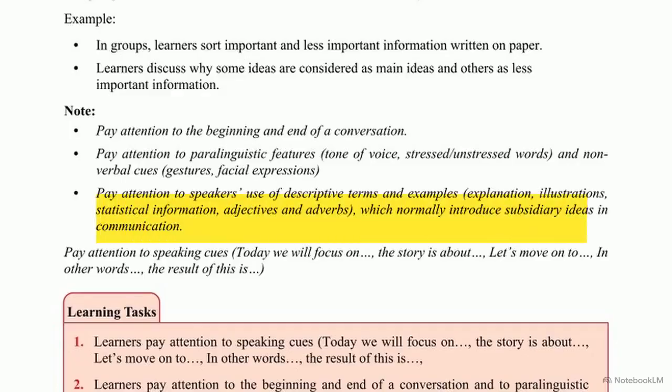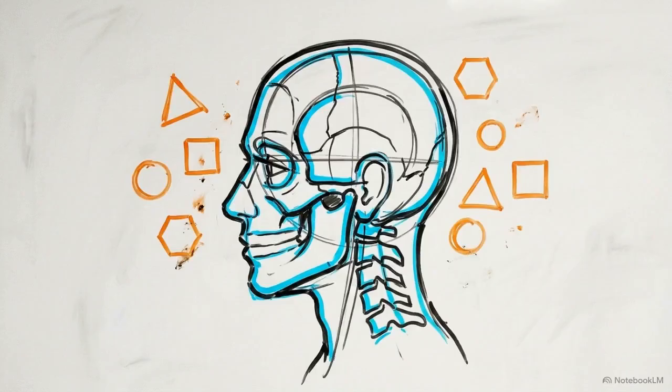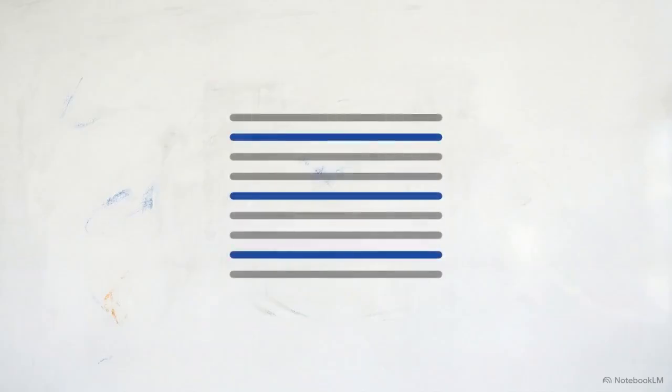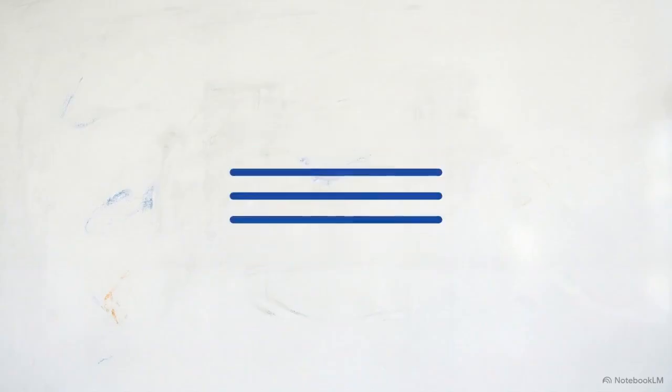When a speaker uses heavy descriptive terms, examples, or statistical data, they are providing subsidiary ideas that illustrate the main point rather than replacing it. Identifying these signposts manages your cognitive load. You capture the essential framework of the message and allow the decorative details to pass. Once you have extracted those ideas, you must condense them.